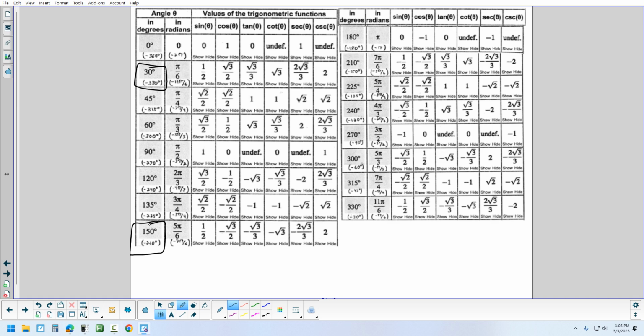It'll never come up more than twice. So you're not going to find 1/2 anywhere else in this column. Maybe -1/2, but not 1/2. So now you got 4 choices: 30, -330, 150, or -210. What's the answer that we're going to use? 30. 30, yep, because that's between -90 and 90.